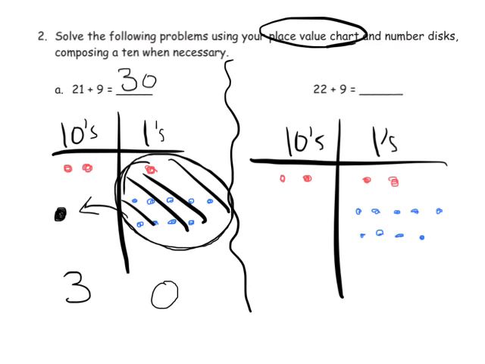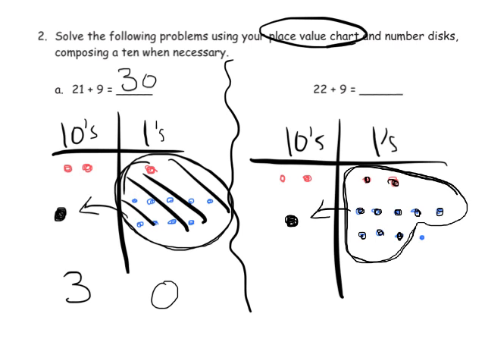So there's our model, but we need to simplify because we know if you have 10 ones, that equals 1 ten. So let's count. 1, 2, 3, 4, 5, 6, 7, 8, 9, 10. So here's 10 ones. And these 10 ones equals 1 ten.